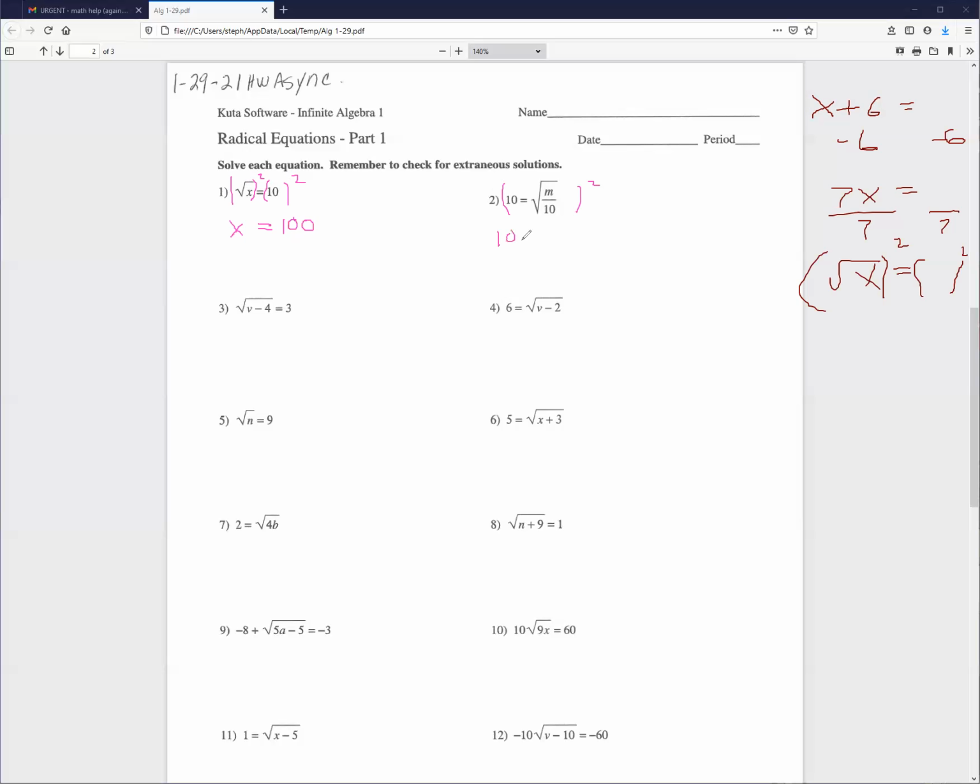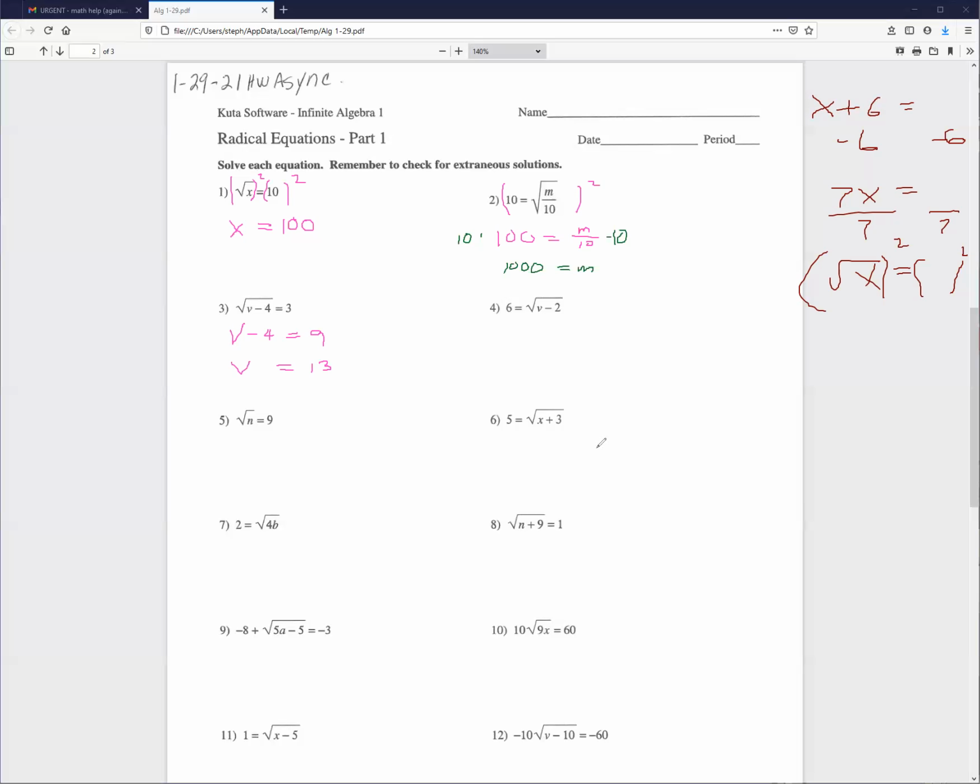So if we were to square both sides for number 2, we'll get 100 equals m over 10. Obviously, that's not fully solved. We now need to undo the divided by 10. So we will say, okay, well, how about times 10 to both sides? And we'll get m equals 1,000 just by adding an extra 0 there. If we go to number 3, squaring both sides gets us v minus 4 equals 9. And then we will add 4 to both sides and get v equals 13.